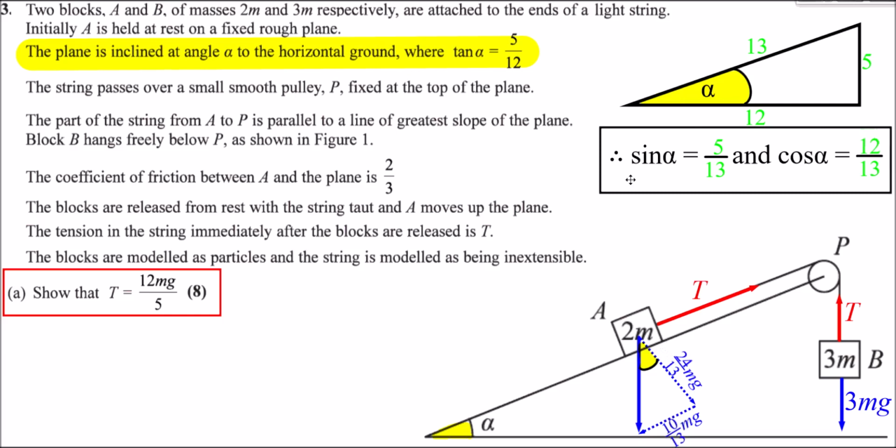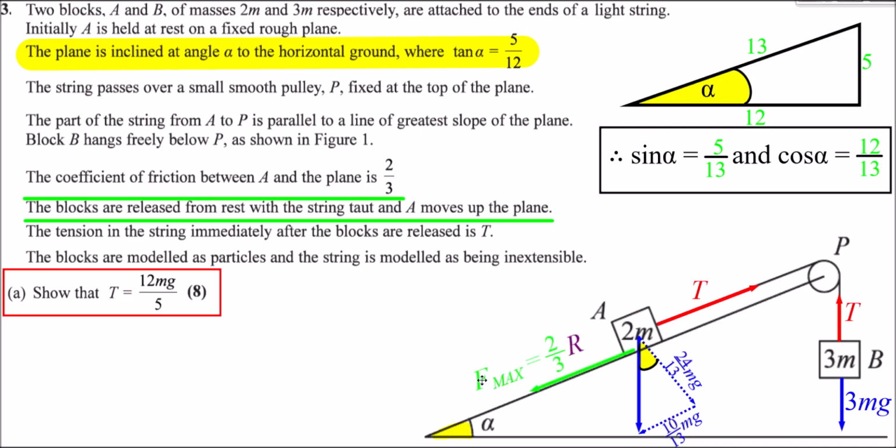So now we've got those simplified, we need to think about other forces acting on A. We can't forget that there's a coefficient of friction between A and the plane. So the coefficient of friction is 2/3. It also says that the blocks are released from rest with the string taut and A moves up the plane. And so if there's friction and A is moving up the plane, if it's in motion, then the friction will take on its absolute maximum value. So in other words, the friction will be at its maximum, which will be the coefficient of friction multiplied by R. So we can add this on here, F max, 2/3 multiplied by R.